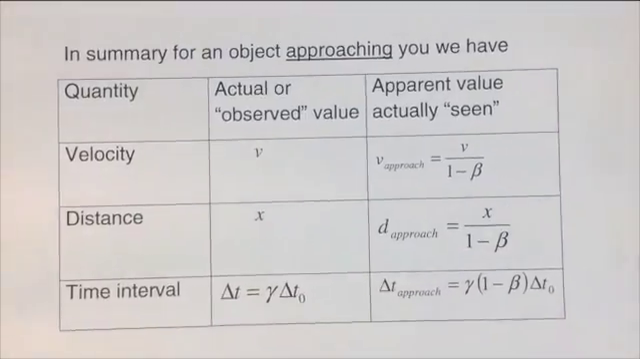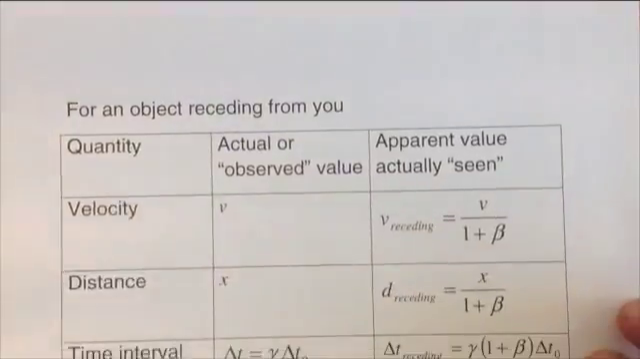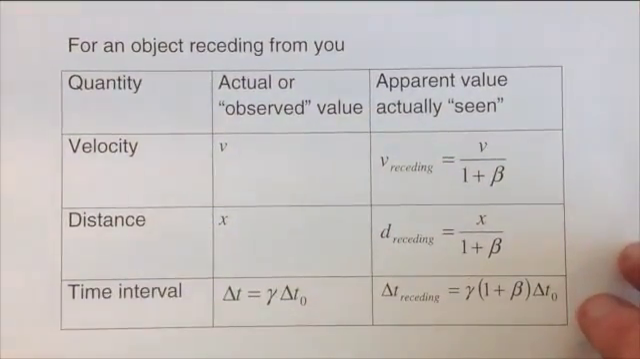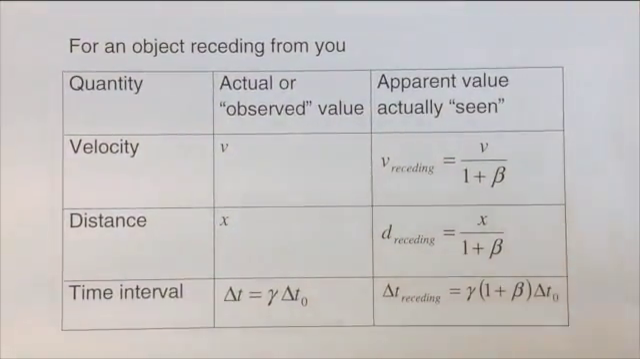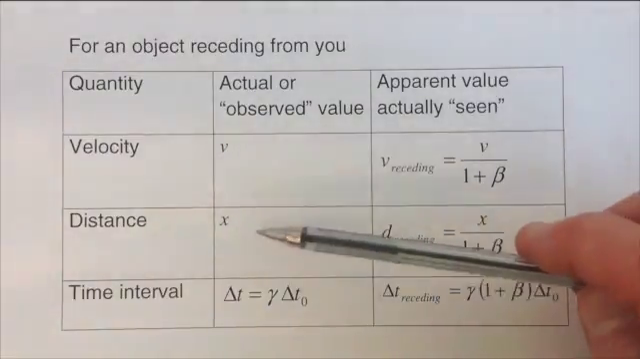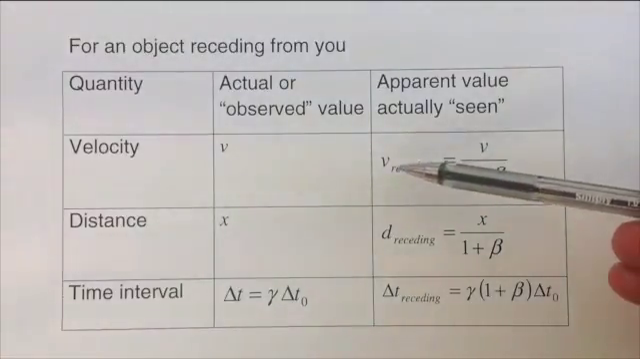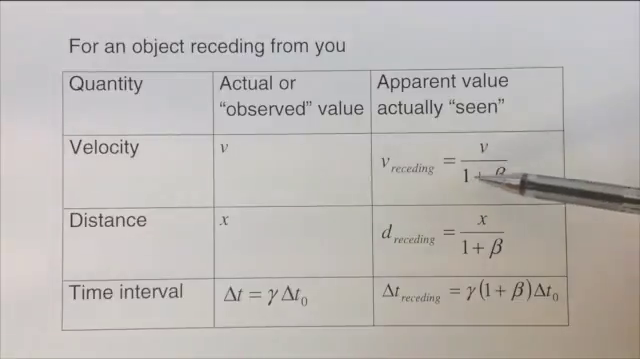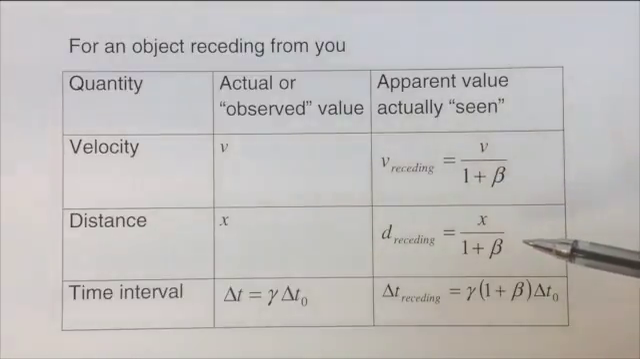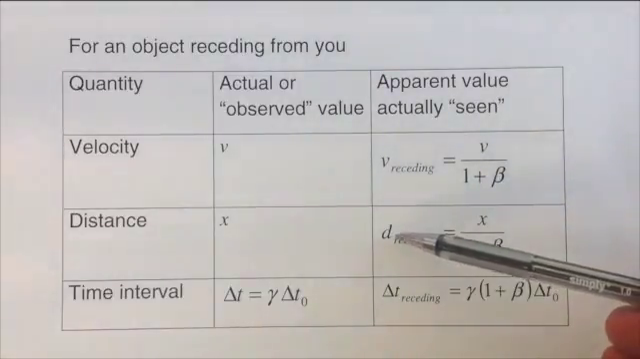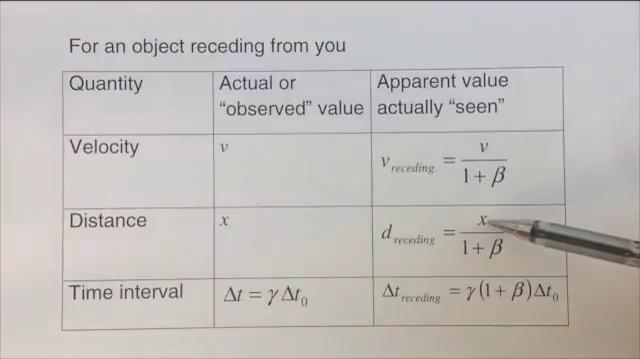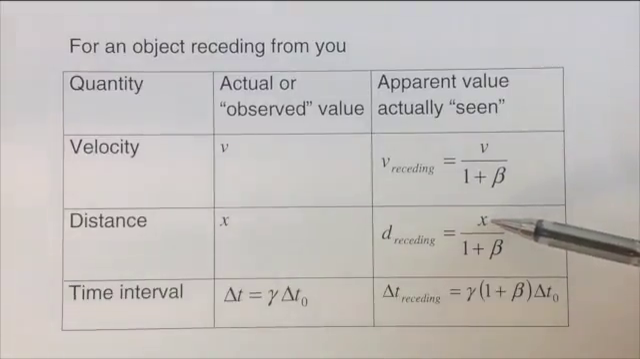Similarly, for an object that is moving away from you, we have to use these equations. Again, v and x are the true velocity and true position of the object. If the object is moving away from you, its apparent velocity is given by v receding, v over 1 plus beta, and it appears to be at that distance, even though it is truly at position x.